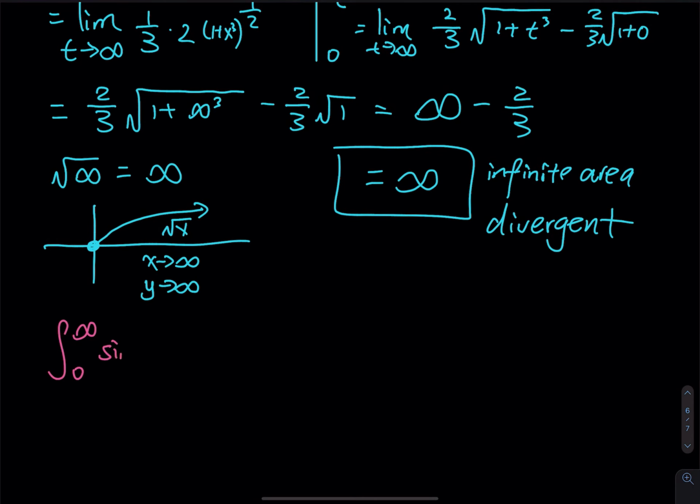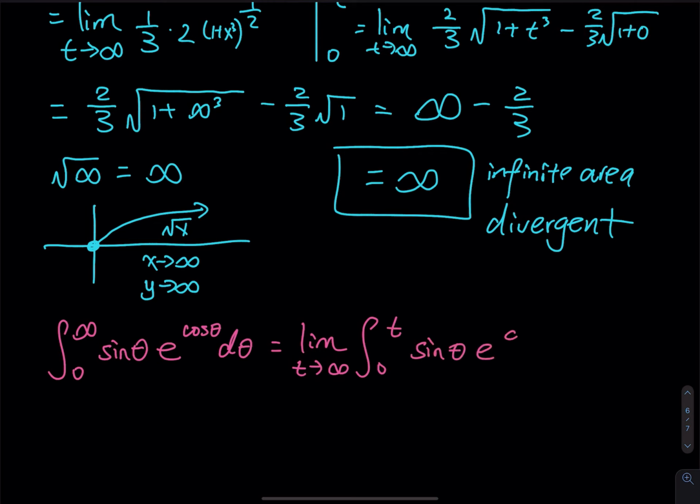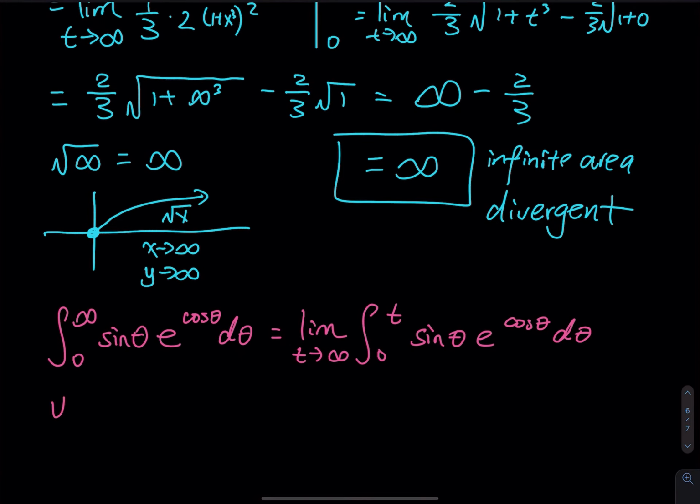Alright, so let's replace the theta by t and then set up the limit. So limit as t approaches infinity, we have 0 to t, and then sine of theta e to the cosine of theta d theta. This is a u substitution. We simply let u equal the exponent, cosine of theta, and then du is equal to negative sine of theta d theta. 1 divided by negative sine of theta du is equal to d theta, and then the sine will be cancelled, leaving you a negative 1 in there. You do not need to change the 0 and the infinity. So let's do the change of variable.